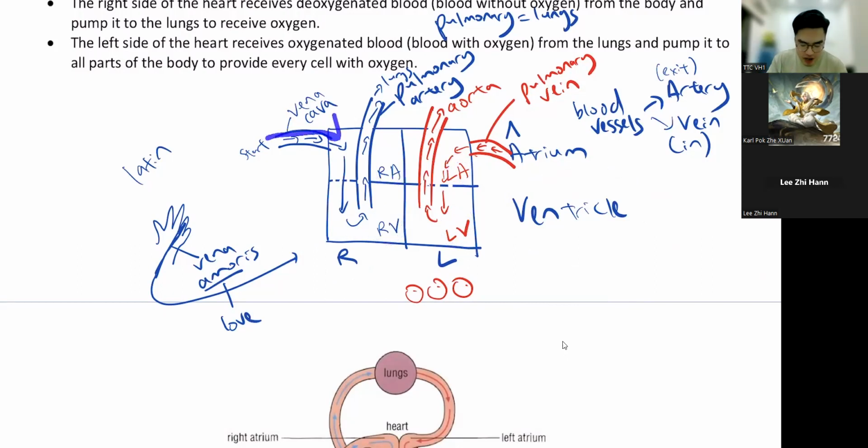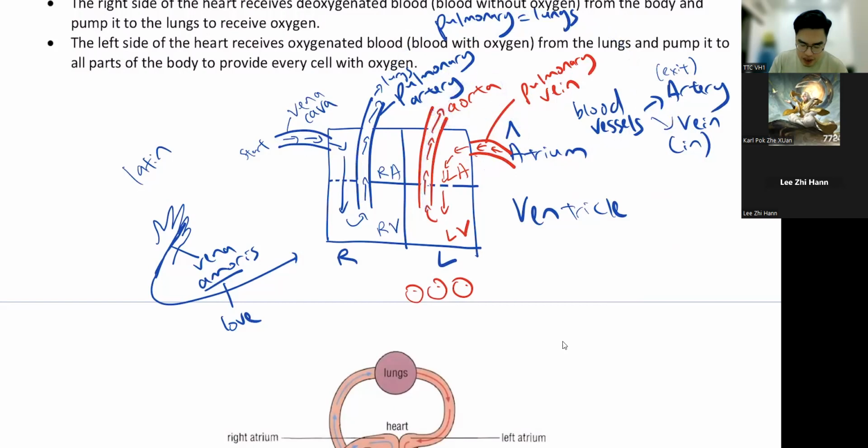You have your vena cava. Remember, artery is to exit the heart, arrow pointing up, exit. And then vein is the arrow pointing down, which is going into the heart. So you have your vena cava. You have your pulmonary artery. Like I said, pulmonary is to go to your lungs. So it goes to your lungs to get oxygen and then comes back oxygenated. They look red. So this is your pulmonary vein. And then they will exit through the aorta.